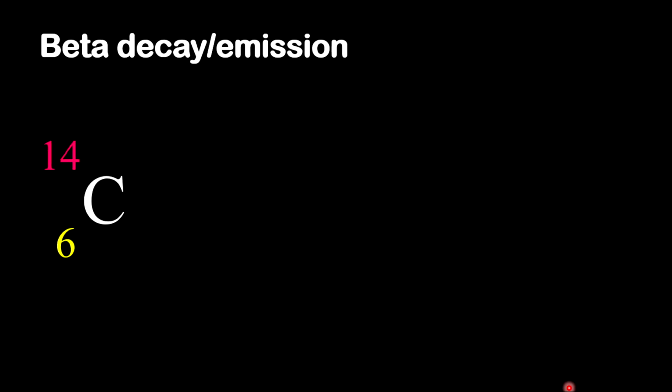Let's jump to one more example here. Let's say carbon 14 undergoes beta decay, or beta emission. So in other words, it has lost a beta particle. And remember, a beta particle is like an electron. So you give off an electron. An electron has no mass and a negative charge.